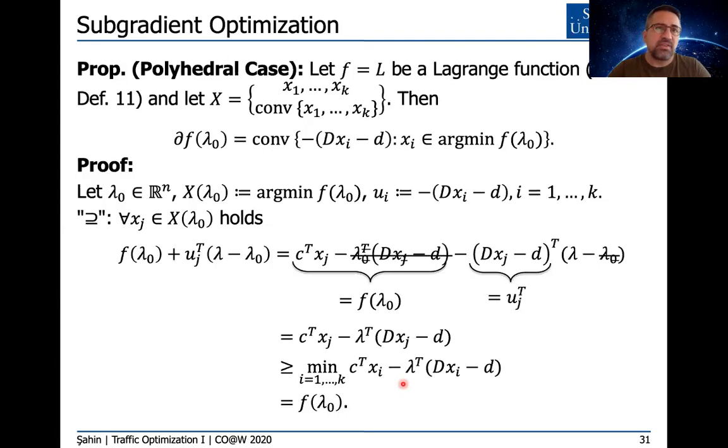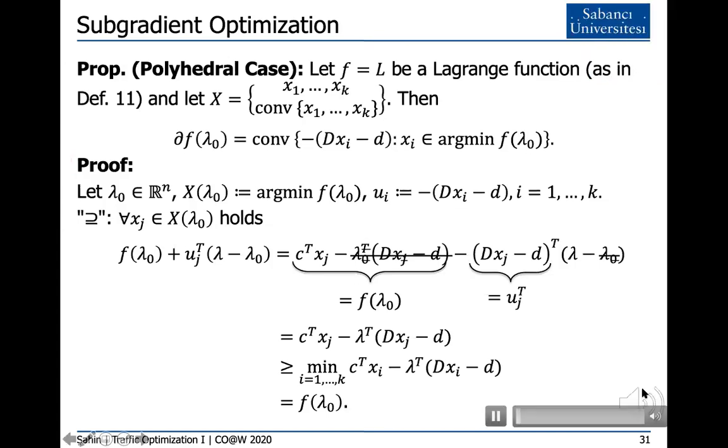But we are mainly interested in the polyhedral case. How do we get a subgradient in this case? Well, the answer is very simple. We just compute the negative slack of the relaxed constraints. This vector is a subgradient, and all subgradients can be obtained in this way. Okay, let's try to prove that now. As earlier, if you want, you may skip the proof for now.